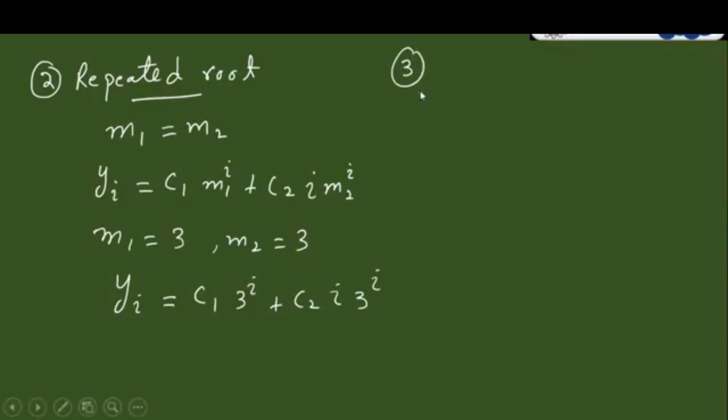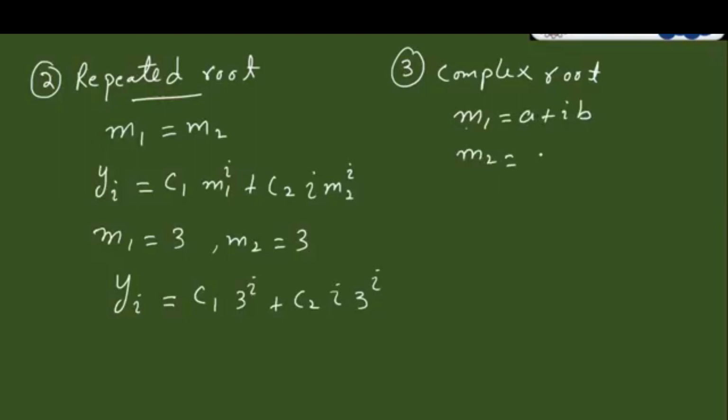Number three, if you have complex roots, this is also possible. It is very easy in the case of this sequence. For example, you get m1 equal to a plus iota b and m2 equal to a minus iota b. Keep in mind that whenever you get complex roots, they are in a conjugate pair. So if one is positive, the other is negative, with the same real part and complex values. So how do we write down the solutions there? For example, these are the two roots.